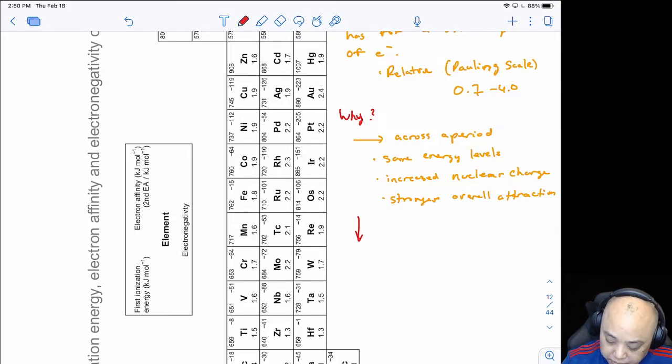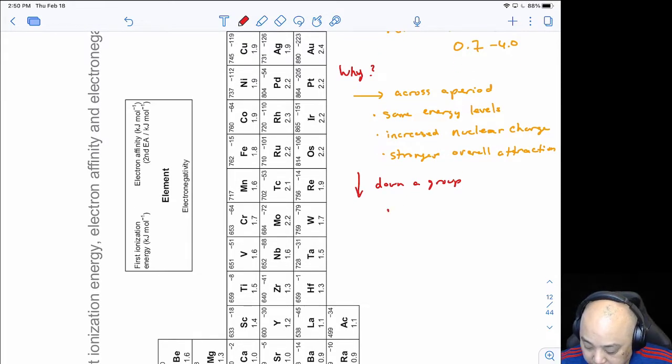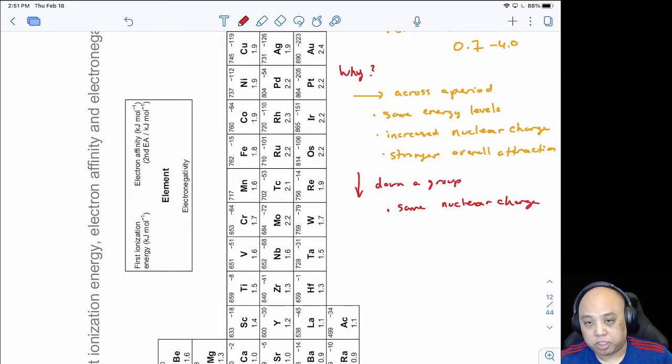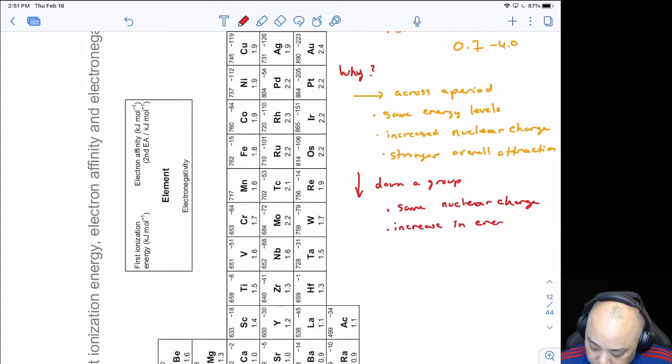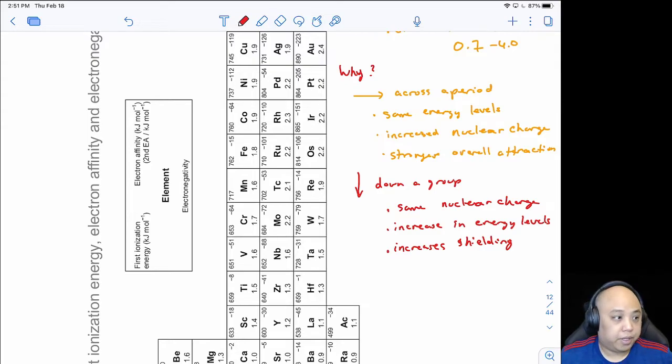And as you go down a group, now you have the same nuclear charge, essentially, and you have an increase in energy levels, which increases shielding. Okay, now when you increase shielding, then there is a weaker attraction.